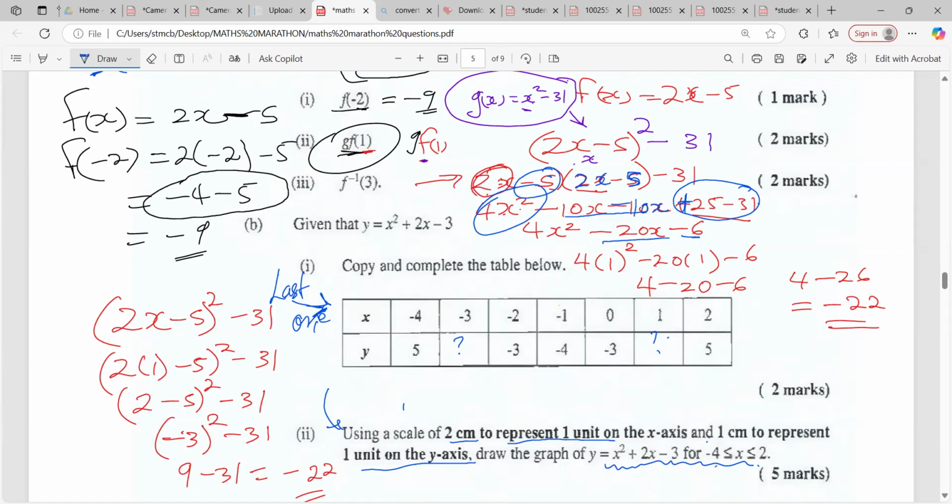And the domain will be from -4 to 2. We talked about that already. The graph will run from -4 to 2. So -3, -1, 0, and we have negatives as well, then 1, 2. So that's our domain.